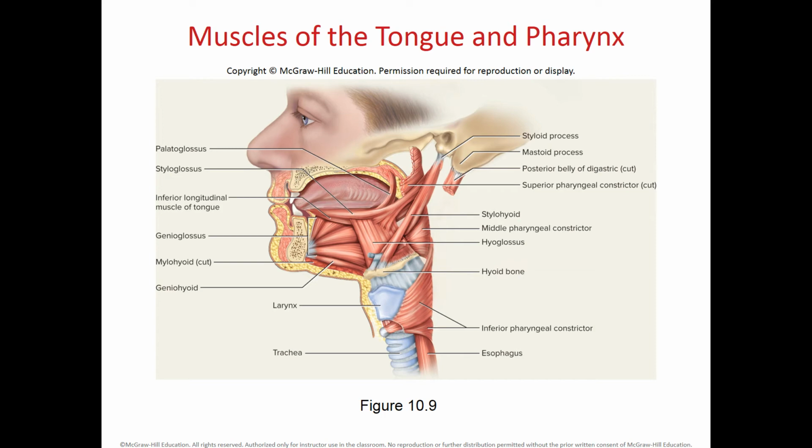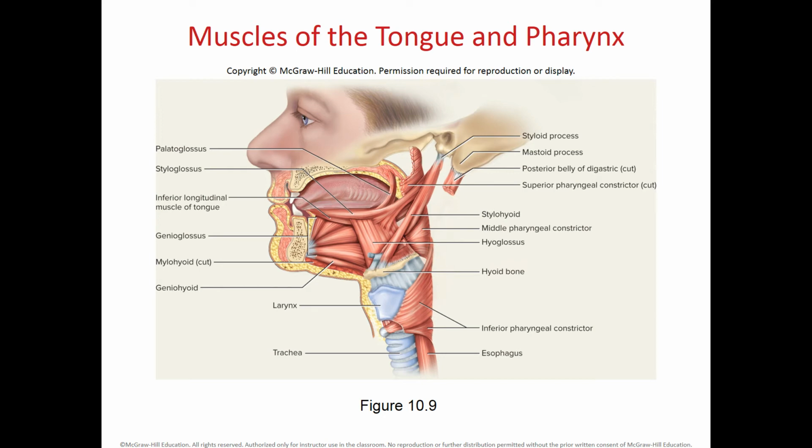Now, palate word or rule, it implies that these muscles are innervated by cranial nerve number 10, or vagus nerve, with the exception of one muscle that is called the tensor veli palatini. This muscle is not innervated by cranial nerve number 10.